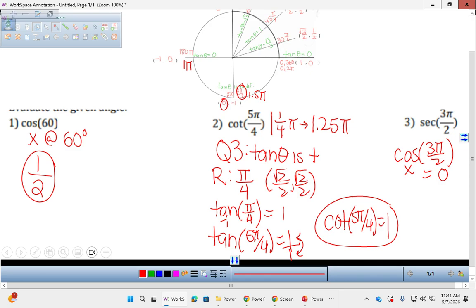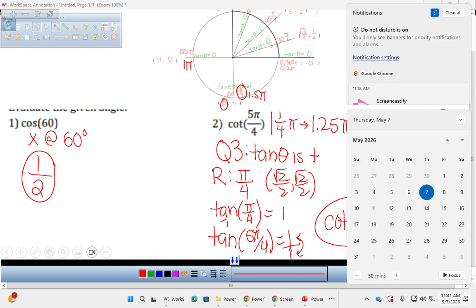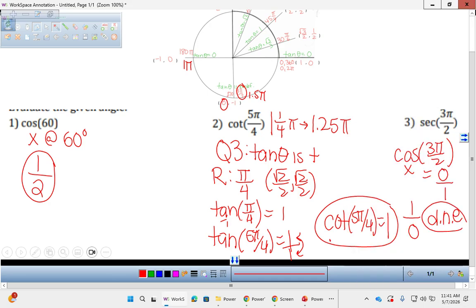To do secant, I need to flip the fraction. So I need to make this a fraction and then flip it. When I flip that fraction, I get 1 over 0, which is an error. You can't divide by 0. So the secant of 3 pi over 2 does not exist. That one's a little tricky.